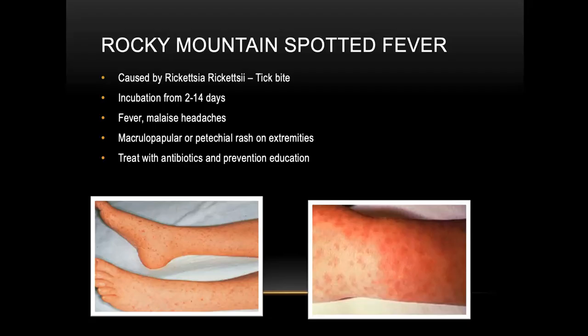This one has a maculopapular rash or petechiae on the extremities. This is treated with antibiotics and prevention education. These children and these patients must be in the ICU. They are at severe risk for dehydration. They get a boatload of fluid. They feel horrible. And there's other things that we have to do to maintain them.